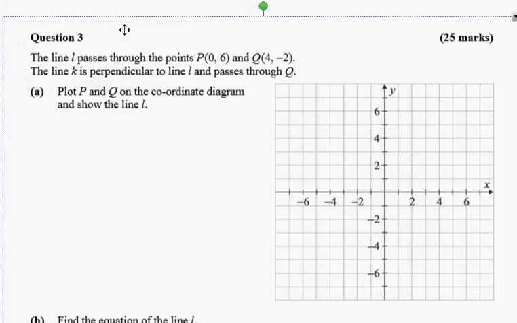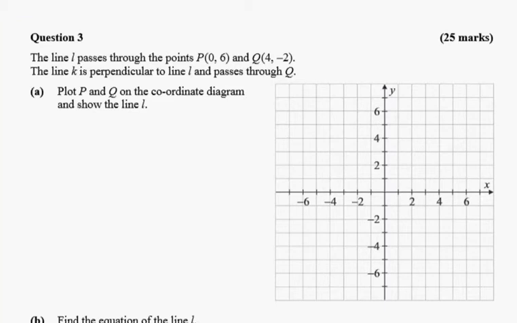Now, this is a line L. It passes through 2 points. (0, 6), which means 0 on the x-axis, dead center, and goes 6 up. (0, 6) right there. (4, -2) means 4 across, 2 down.